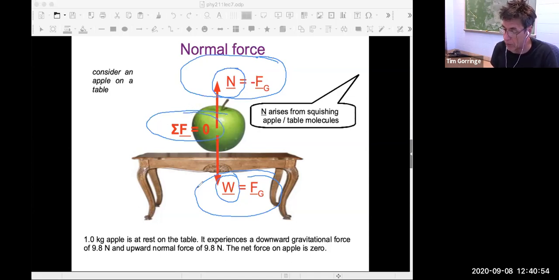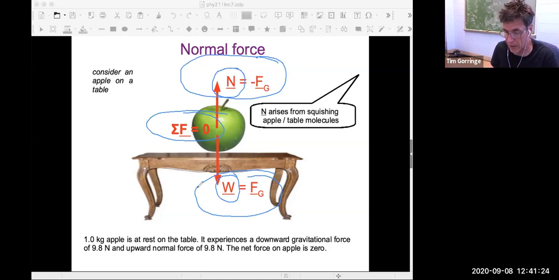So for example, if it was a one kilogram apple, there'd be a 9.8 newtons strong downwards gravitational pull on the apple. And there would be an upwards 9.8 newton strong normal force on the apple. And it would be those two 9.8 newton forces, one up, one down, that would add together to make the zero net force on the apple.